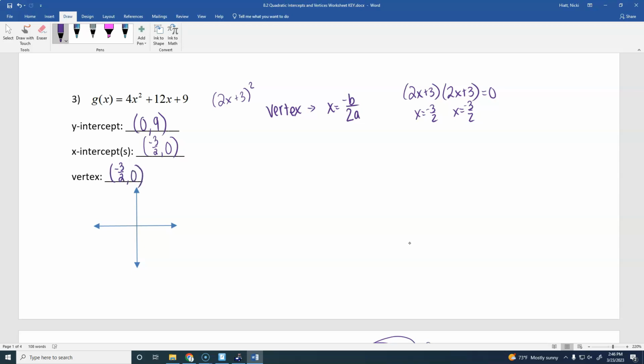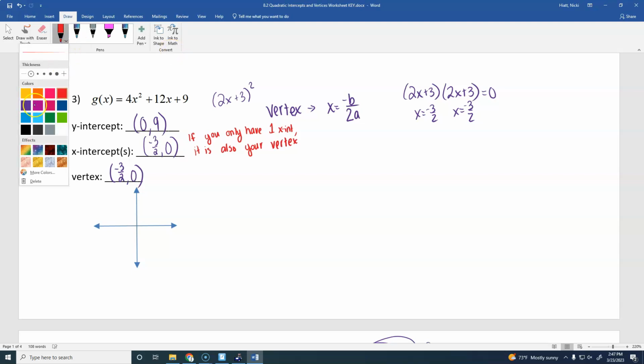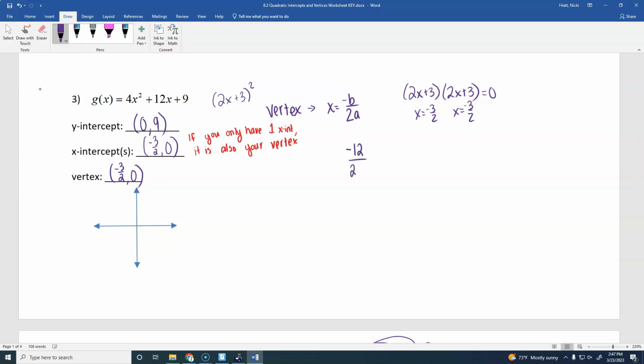Okay? So if you only have one x-intercept, let's put this little note right there: if you only have one x-intercept, it is also your vertex. But just to show you that it's the same, if I do -b over 2a, I will have -12 over 2 times 4, which is -12 over 8, which reduces to -3/2.